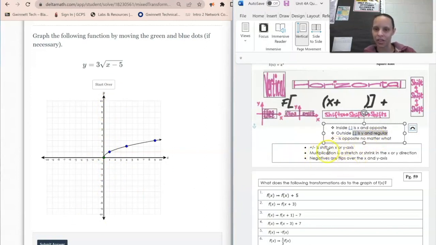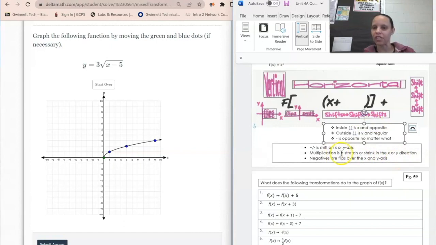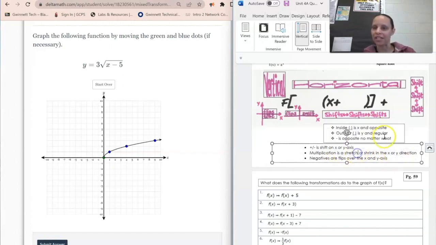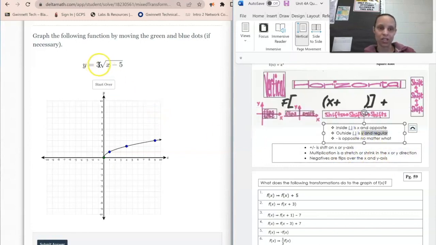Now you ask yourself the second question, okay? Is whatever is outside, are you adding or subtracting it? No. Am I multiplying it? Yes. So if I'm multiplying, it is either a stretch if it's a whole number or a shrink if it's a fraction in the x or the y direction, because I already know it's outside, it's y. So this is a stretch because it's a whole number in the y direction. And it is exactly what I think because it's y and regular. So it's going to stretch in the y direction by 3.